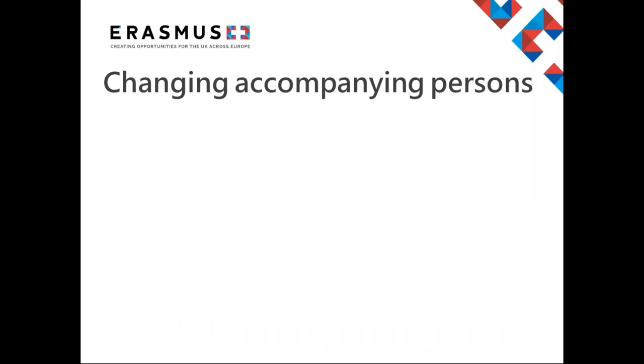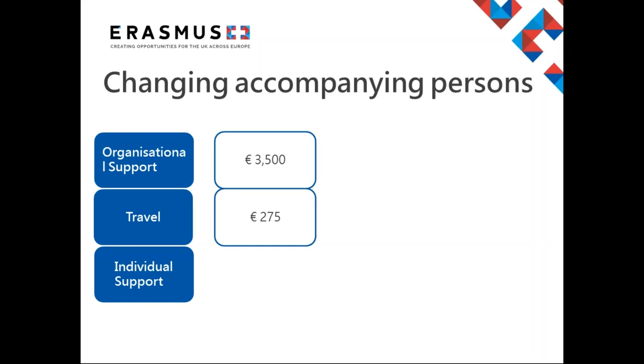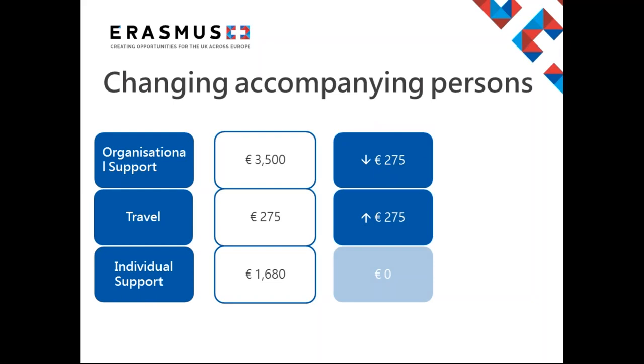As you are sending another accompanying person to Germany, you will need extra travel costs. The unit cost for travel is €275, so we can transfer 275 out of the organisational support into travel costs. So organisational cost decreases by €275 to €3,225 and travel costs increase by €275 to €550. As the total duration of the accompanying person's mobility to Germany remains the same, no extra individual support is required.